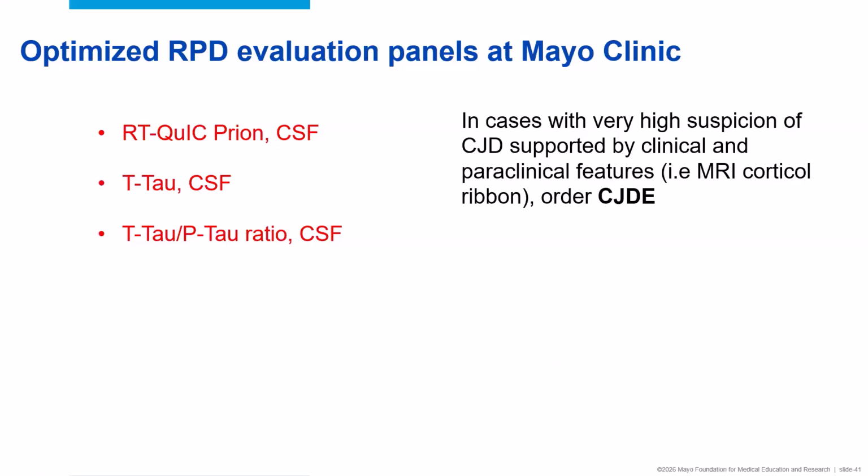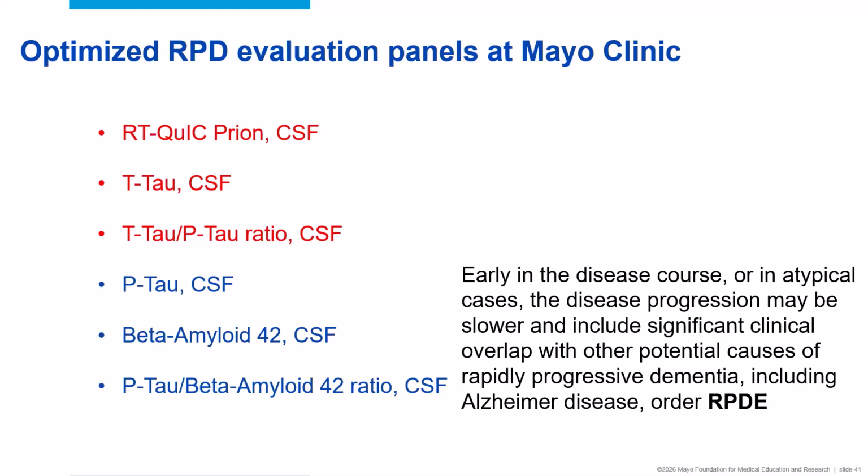We offer two panels: an RPD panel, which is just RT-QuIC and then the total tau and tau ratio. This is recommended in cases with very high suspicion of CJD. And because rapid onset Alzheimer's disease can mimic prion disease, we also have a combined panel that includes the AD markers along with RT-QuIC. This panel is more appropriate in the context of some suspicion, but certainly some overlapping clinical features that make the clinician pause about whether this is prion or some other neurodegenerative disease.